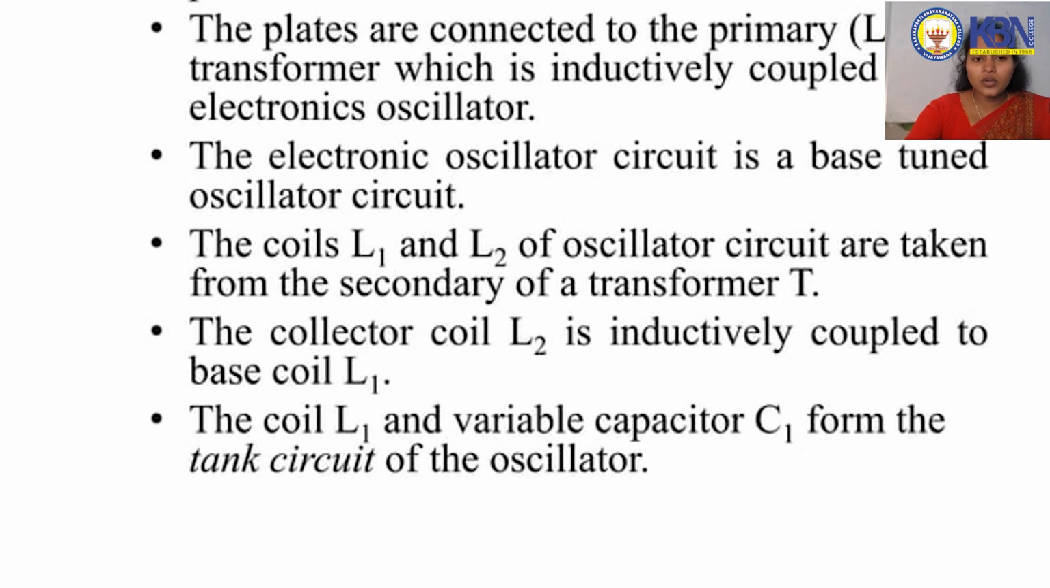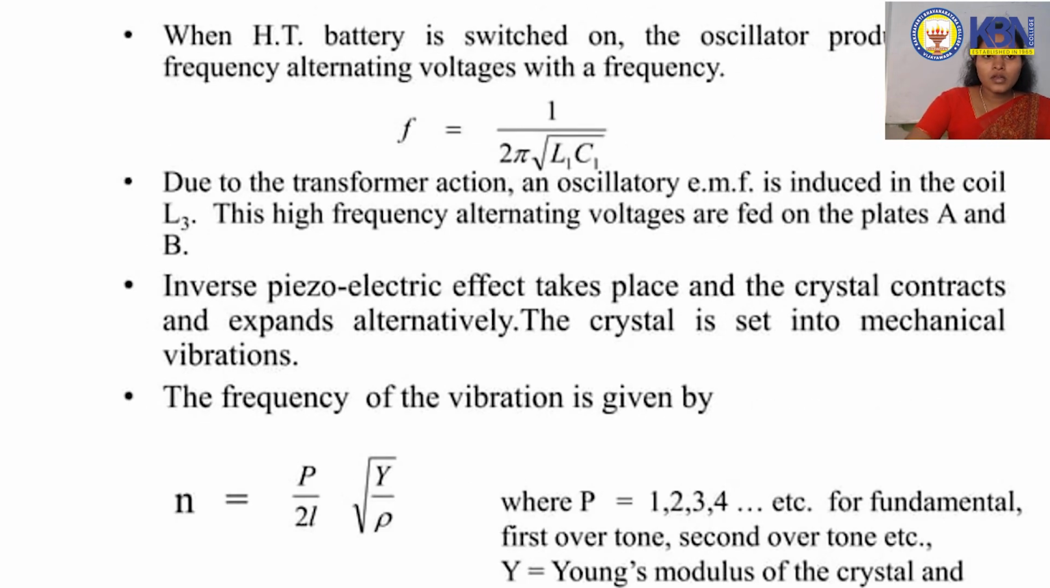Here we have two coils L1 and L2. The coils L1 and L2 of the oscillator circuit are taken from the secondary of the transformer T, and the collector coil L2 is inductively coupled to the base coil L1. So this is the description of the piezoelectric method.